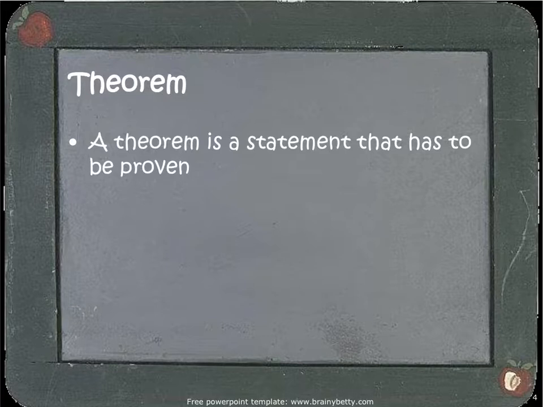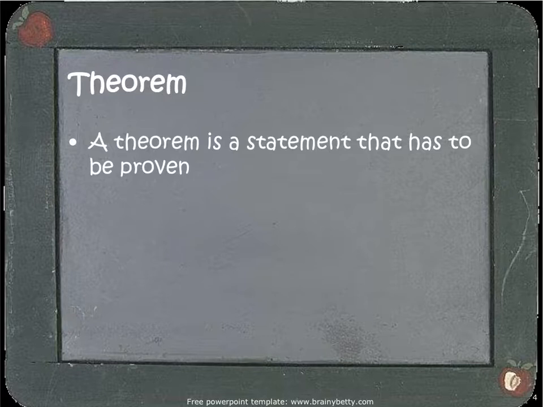Now, the postulates before were based on definitions and rules. However, a theorem is a statement that has to be proven. Luckily for you guys, people have already proved these theorems for us. So the work's already been done. We just have to understand how they went about proving these theorems. So a theorem is just a statement that has to be proven.